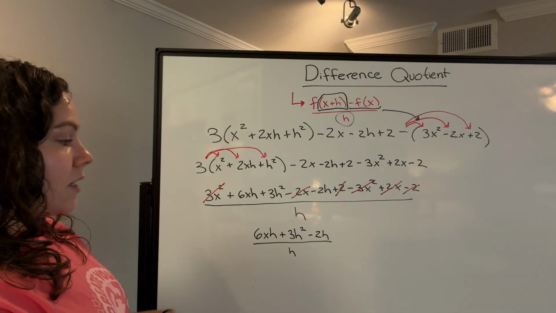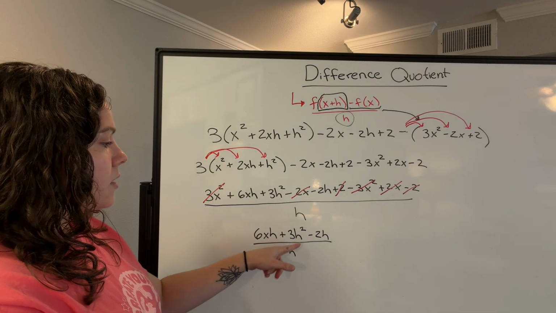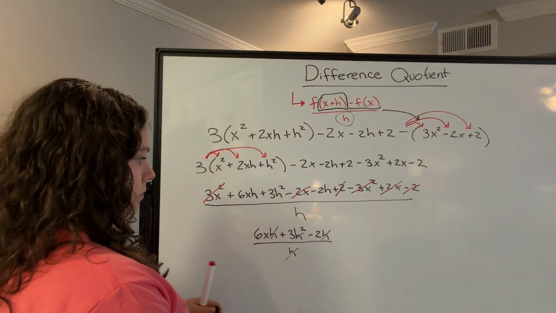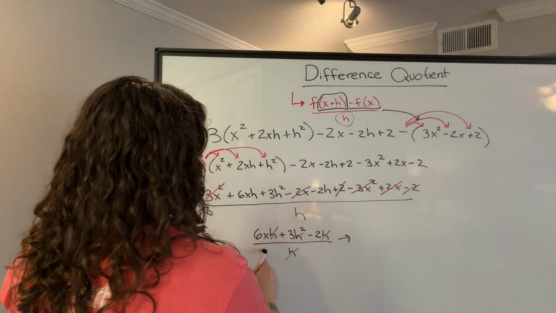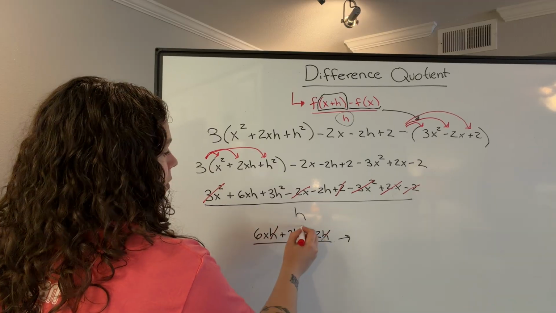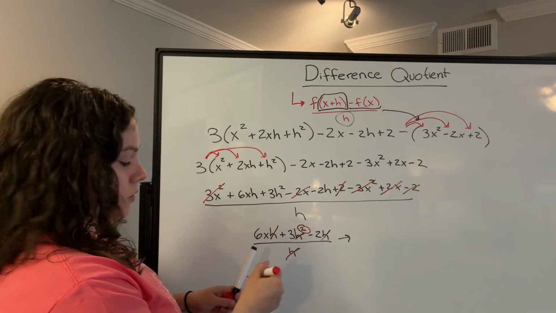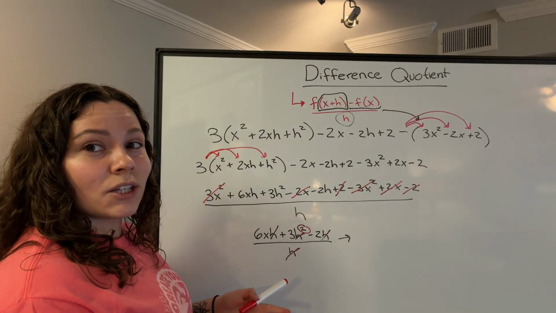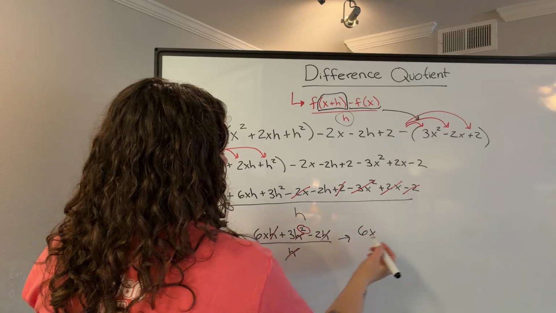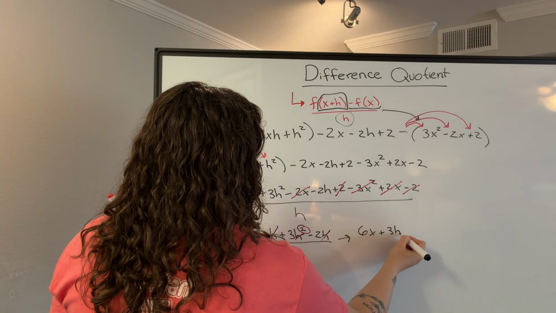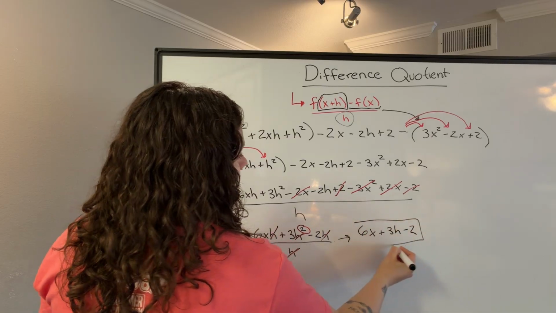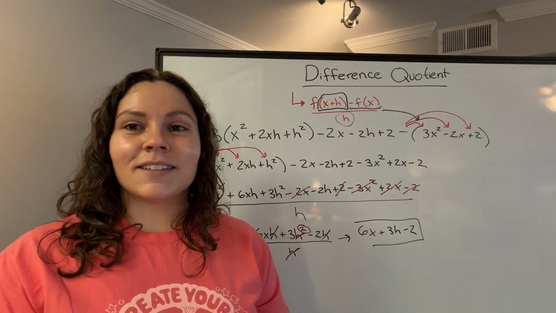Now the only thing left that we can do is cross out these h's. h divided by h is just 1. So when we cross out all the h's, I'll actually do that in red to make it a little bit more clear. And keep in mind, we do have an h squared here, so we can only cancel out one h, not two h's. So we have 6x plus 3h minus 2. And this, after all of our hard work, is our answer.